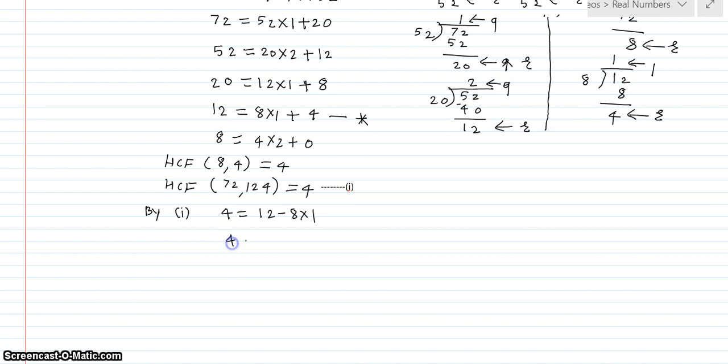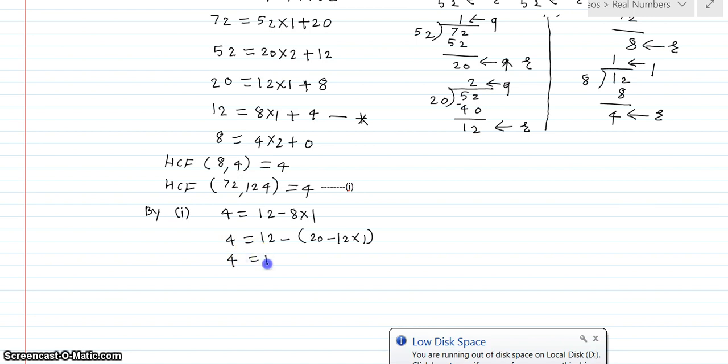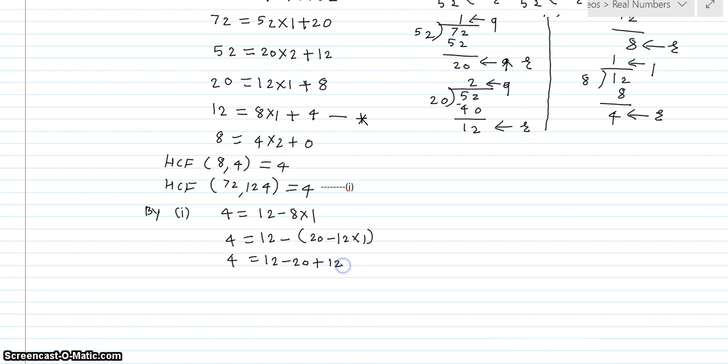So this 4 is equal to 12 minus, in place of 8 we can write what? 20 minus 12 into 1. Using this equation, in place of 8 we can write 20 minus 12 into 1. Now if we simplify this, we can write like this: 12 minus 20, and minus minus is plus, 12 into 1, that is 12 into 1 is 12.